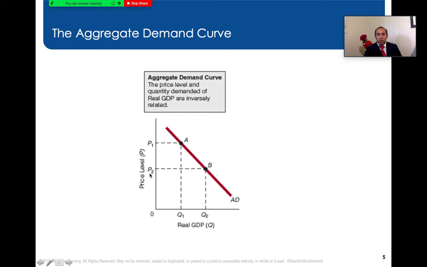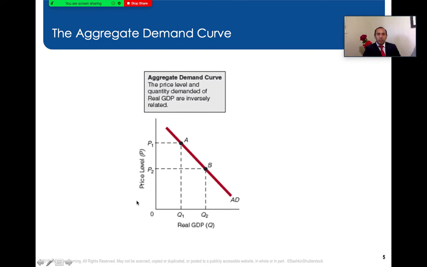At a price level 2, if the price level drops, the real GDP demanded is Q2. So we have an inverse relationship here. The aggregate demand curve shows the price level and the quantity of real GDP that are demanded at a specific price level, and the inverse relationship between those. The higher the price level, the lower the real GDP demanded. The lower the price level, the higher the real GDP demanded, and vice versa.